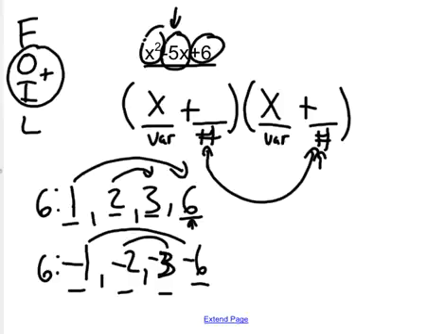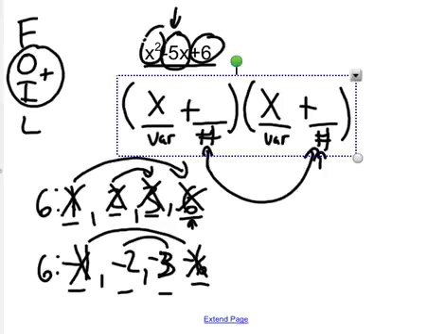Well, let's start with the 1 and the 6. If I add those together, the sum of those is 7. So that doesn't equal negative 5. The sum of 2 and 3 is 5. That's not negative 5. The sum of negative 1 and negative 6 is negative 7. So that's not that. And then the sum of negative 2 and negative 3 is, well, it's negative 5. So it must be negative 2 and negative 3.